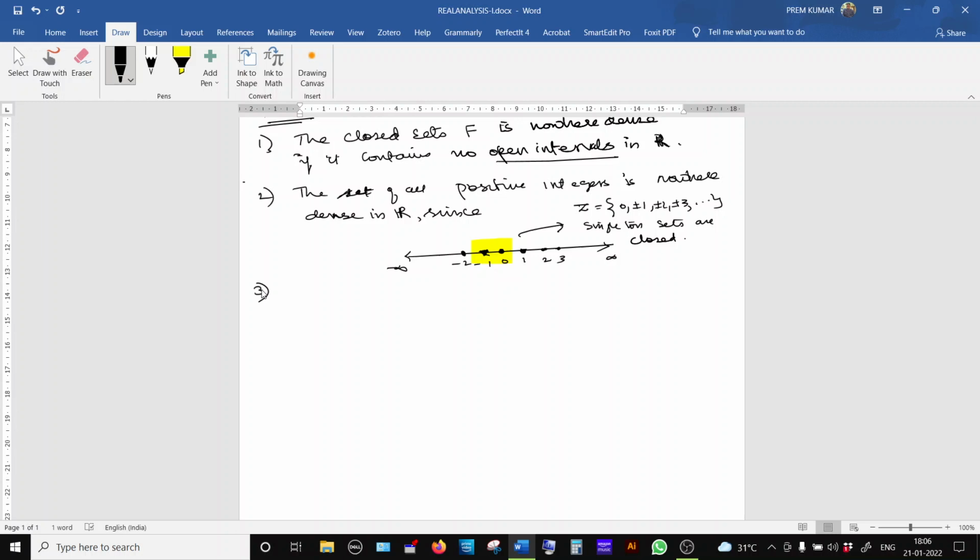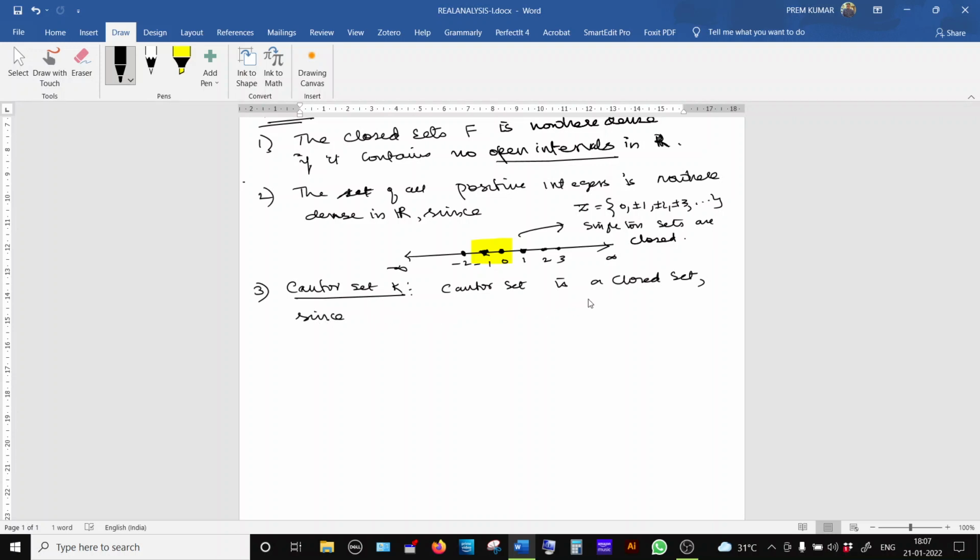And this is the result. And the next one is about the Cantor set. What about the Cantor set K? First we will show that the Cantor set is a closed set. Why is the Cantor set closed, that we are going to explain.